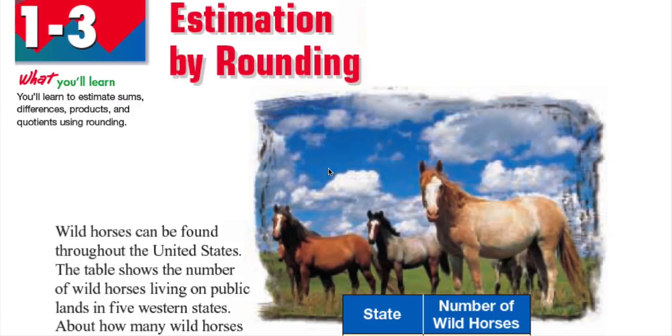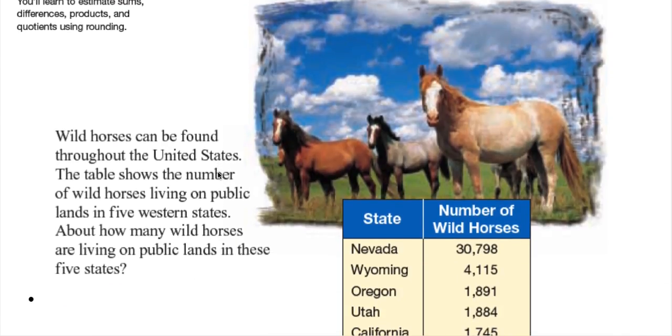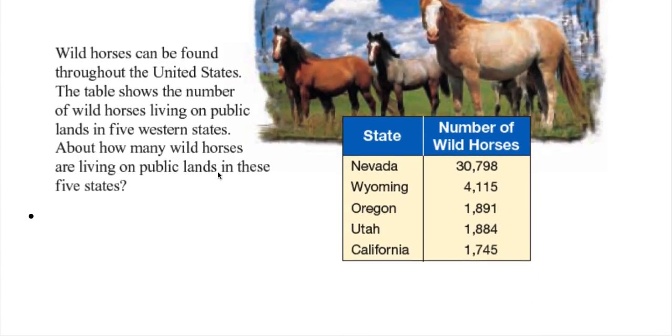Estimation by rounding. In this lesson, you'll learn to estimate sums, differences, products, and quotients using rounding. Let's take a look at this example. Wild horses can be found throughout the United States. The table shows the number of wild horses living on public lands in 5 western states. About how many wild horses are living on public lands in these 5 states?